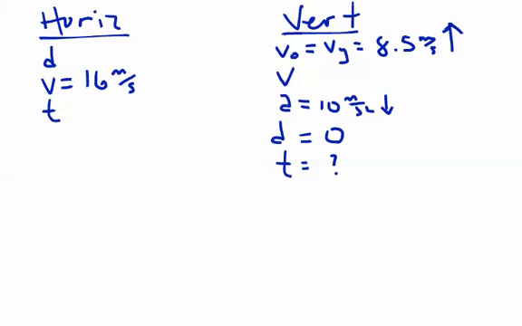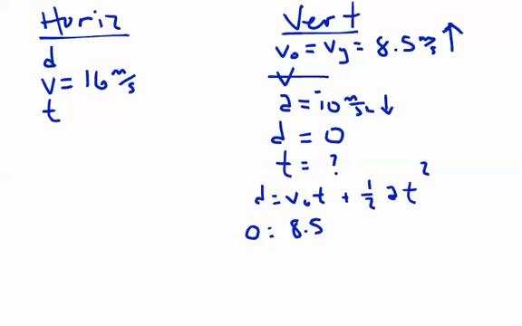So we're looking for time, which means we don't need v. We use our don't-need-v equation: d equals v naught t plus 1/2 a t squared. And now, because we have a starting velocity that's up and an acceleration that is down, we need to make one of those directions negative. So we're going to make sure that down is negative, so we'll use negative 10 there. So now we just fill in our numbers. 0 equals 8.5 t plus 1/2 times negative 10 t squared.